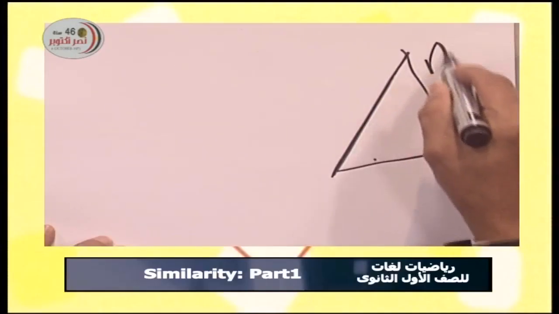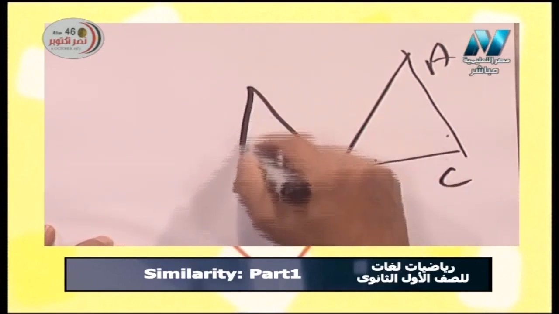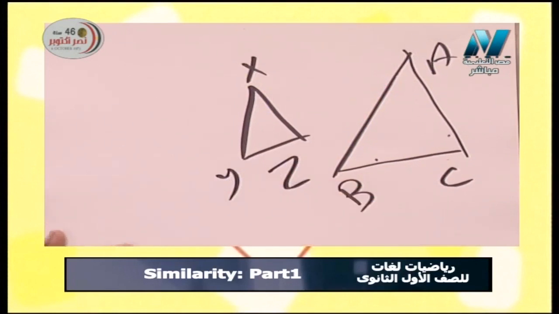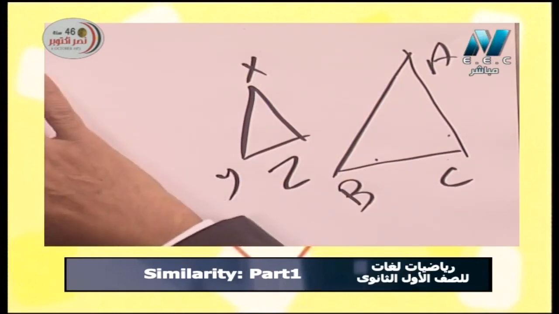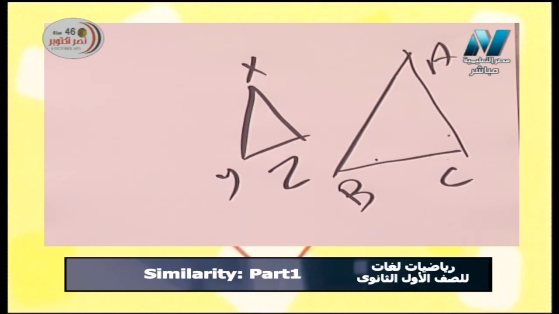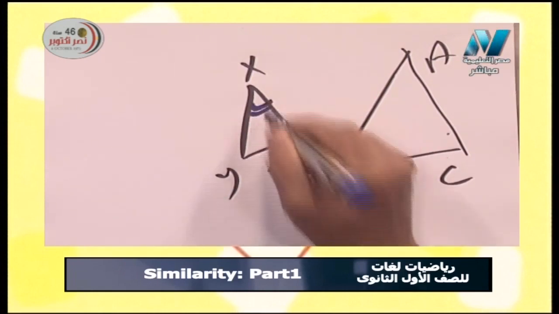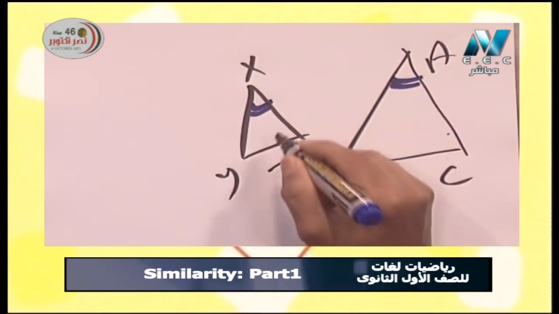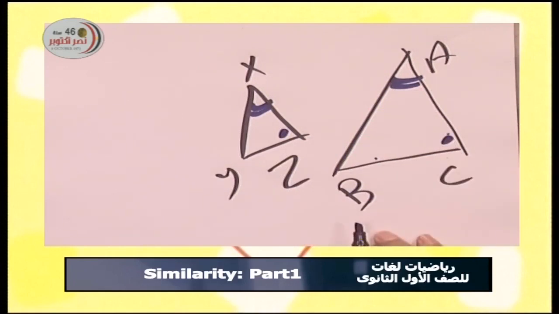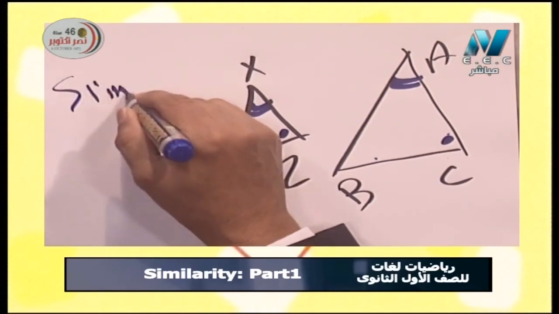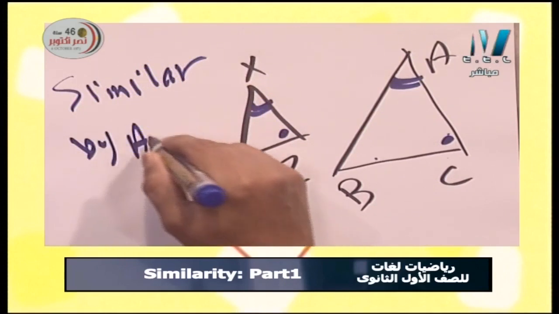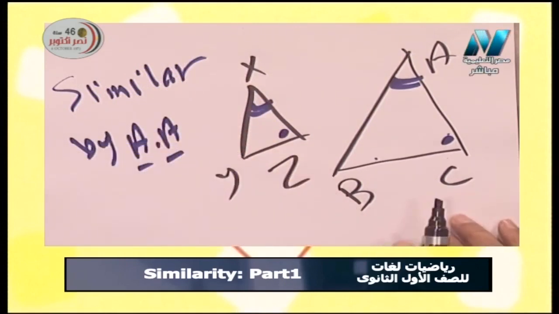Hello again, my dear students. Let's verify the similarity of two triangles. If we have two triangles here, ABC and this one XYZ, and we have two corresponding angles, or at least two corresponding angles here. This angle equals in measure this angle, and this one equals the measure of this one. So the two triangles are similar. Similar by what? Similar by AA angles, which means two angles.